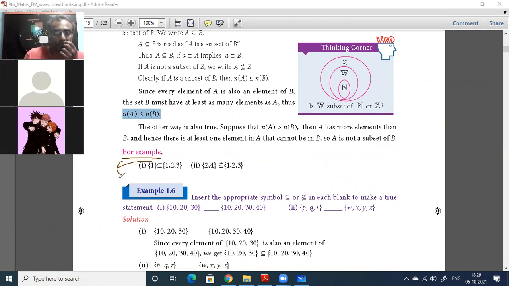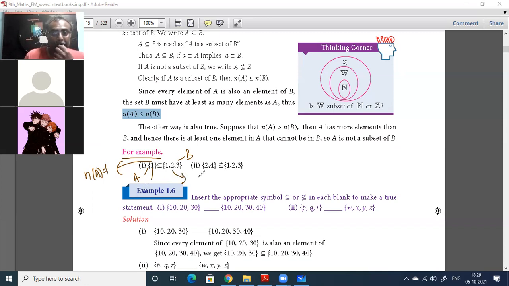For example, {1} is a subset of {1, 2, 3}. Let us say this is set A and this is set B. What is n(A)? What is the cardinality? 3, uncle. There is only one element. n(A) is 1.